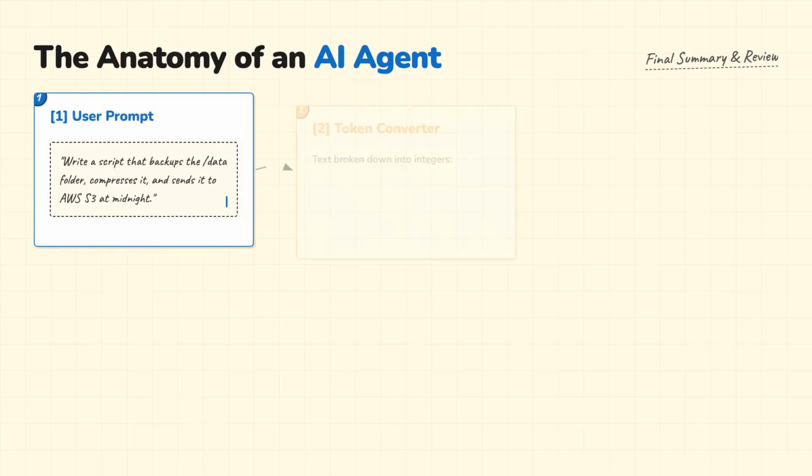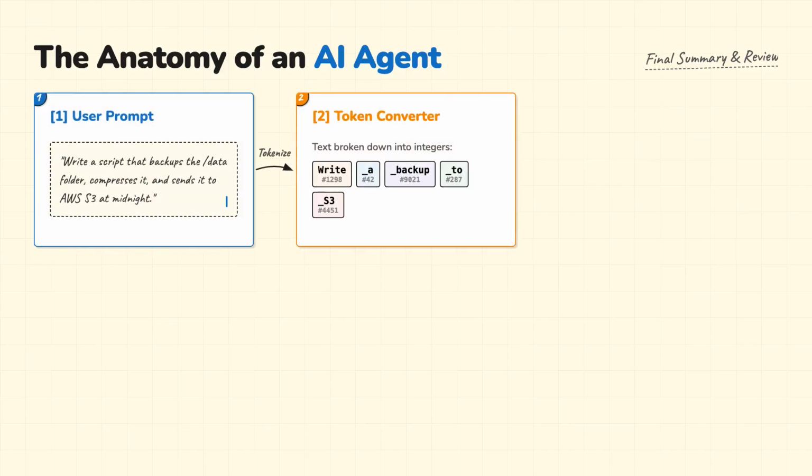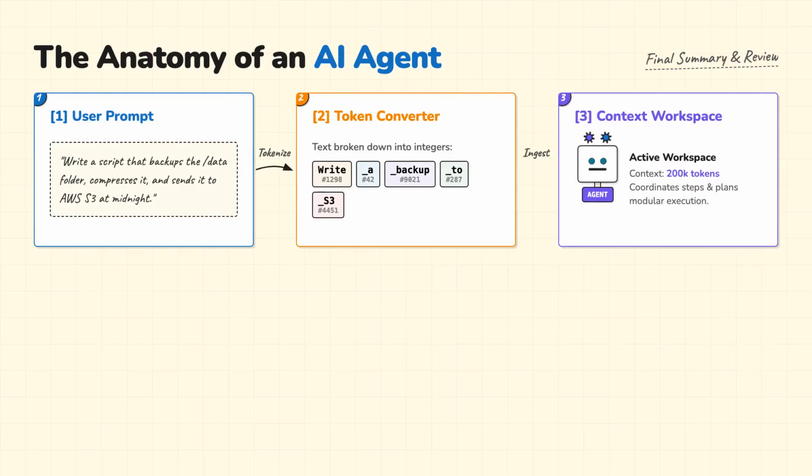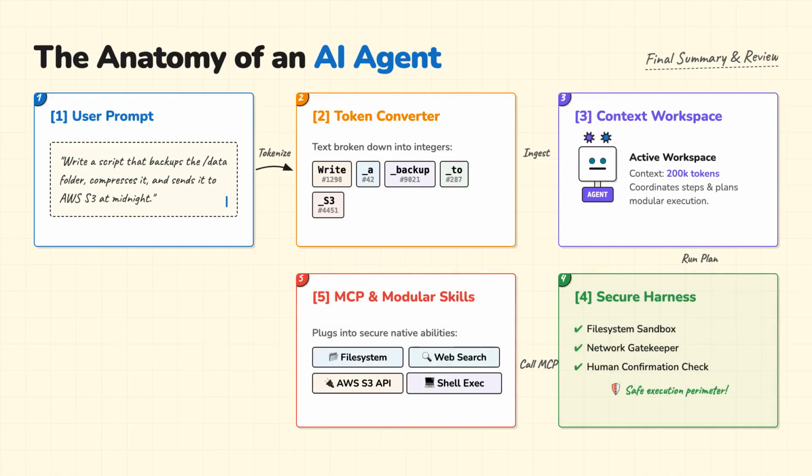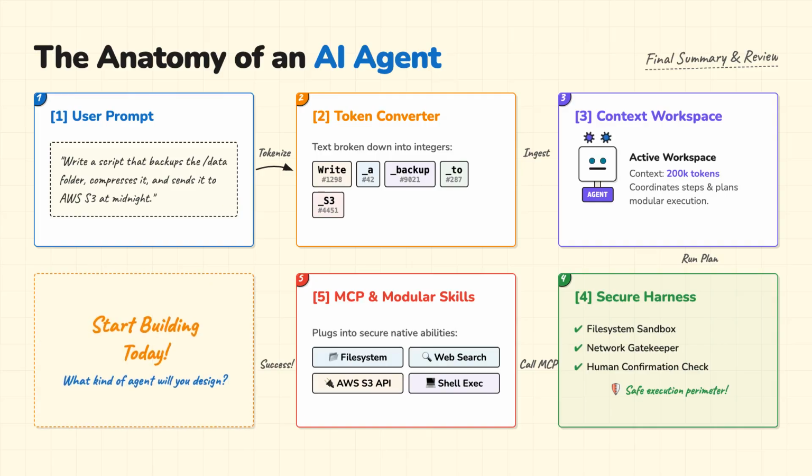When you put it all together, it works beautifully. You type a prompt, which is converted into tokens. The agent processes these tokens in its active context window, designs a step-by-step plan, and uses MCP to access its modular skills to execute the task, all while safely operating inside a secure, monitored harness. That is the anatomy of a modern AI agent.